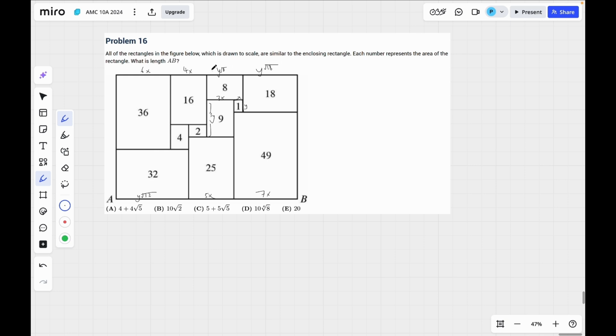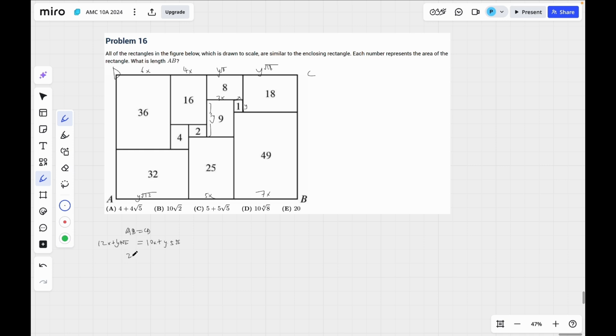Now since the large rectangle is also a rectangle, these two lengths are equal. Let's label the rest. Let's label them C and D. So AB is equal to CD. And so 12x plus y times 4 root 2 is equal to 10x plus y times 5 root 2.